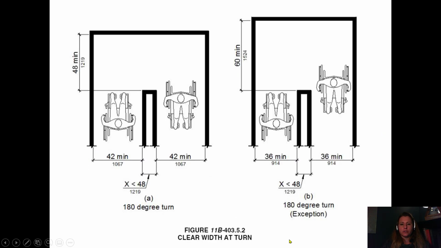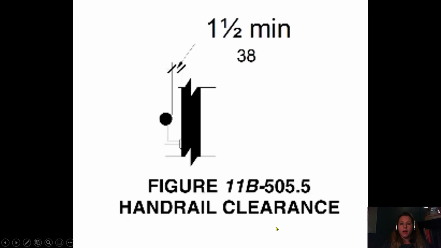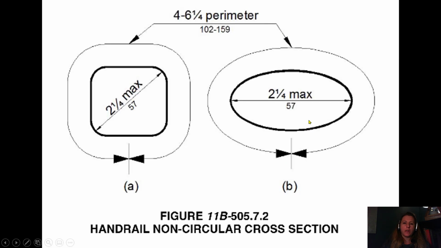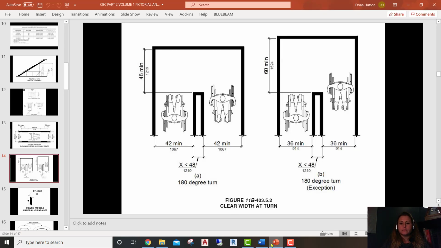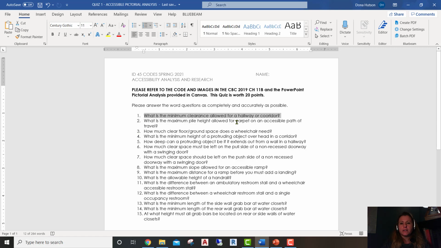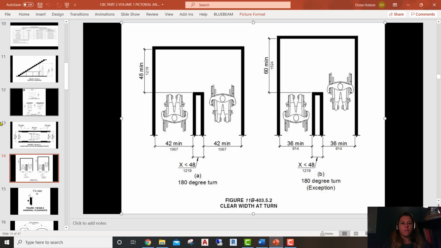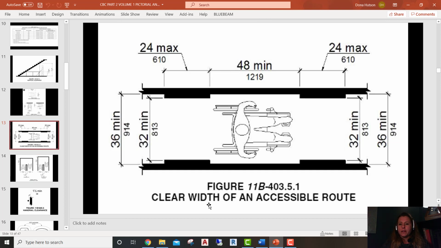Let's go one more just to make sure we're on the right track. We have clear width at turns. Again, it looks like a person in a corridor. It reminds me of a video that we had earlier in our module. And then we have handrail clearance, so we're moving away from that direction. I'm going to go back. This is talking about clear width at turns. Let's look at our question again. The question is, minimum clearance allowed for a hallway or corridor. So it doesn't have anything in there about turning. Let's go back another. Okay, clear width of an accessible route. I think we got the right slide.